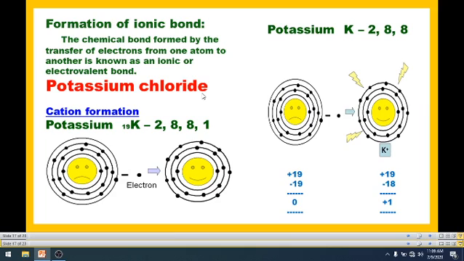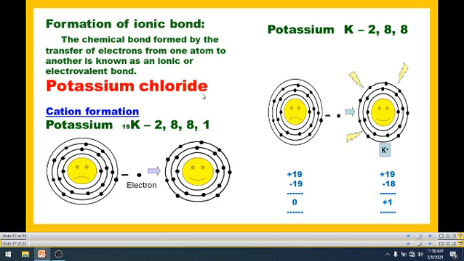Let us take the example of potassium chloride. How was the potassium chloride compound formed? Let us take potassium. The electronic configuration of potassium is 2, 8, 8, 1. According to the octet rule, it should have 8 electrons in its outermost shell in order to achieve a stable noble gas configuration. So potassium wants to lose one electron in order to have 8 electrons in its outermost shell. So potassium loses one electron.